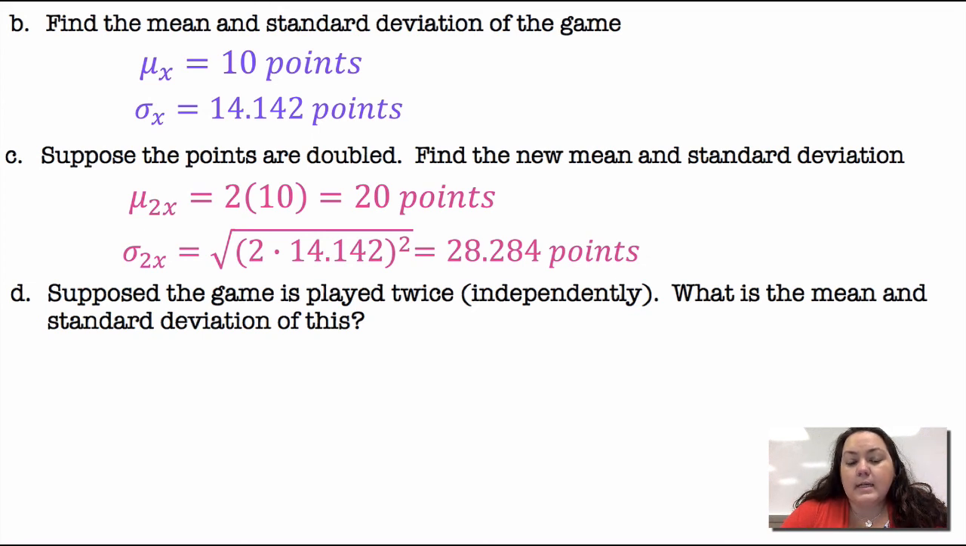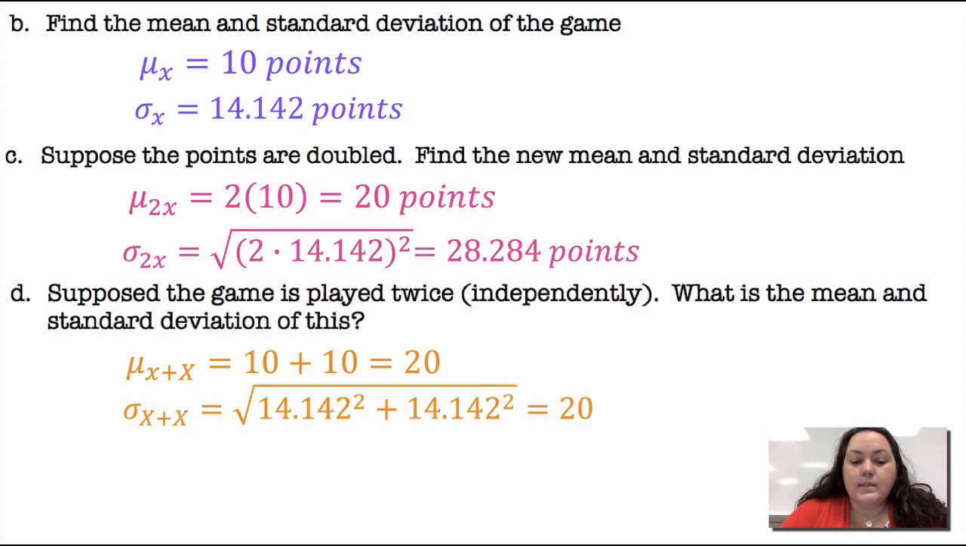And then suppose the game is played twice independently. What is the mean and standard deviation of this? The mean would be x plus x, so 10 plus 10, which gives me 20 points. And my standard deviation of x plus x would be the square root of 14.142 squared plus 14.142 squared, which also equals 20 points.